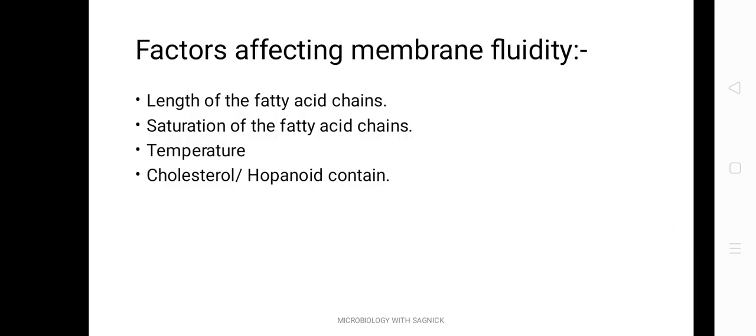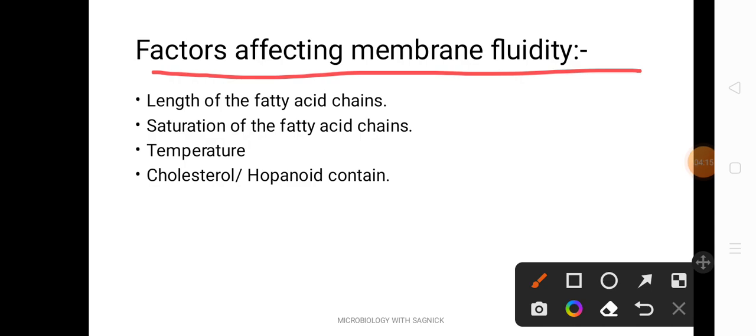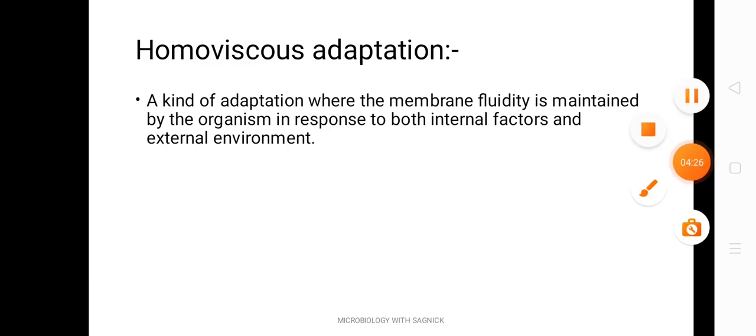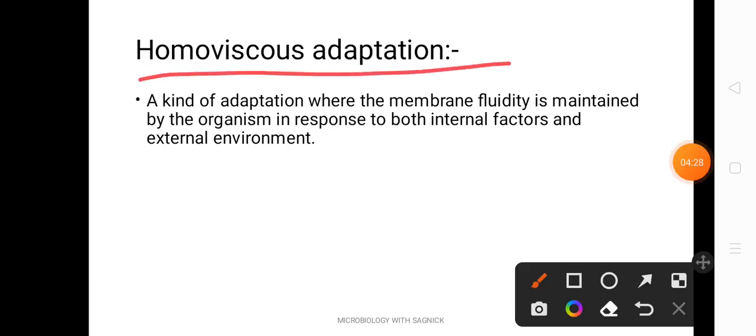For now, another important thing: the factors affecting membrane fluidity. There are various types of factors, for example the length of the fatty acid chain, saturation of the fatty acid, cholesterol or hopanoid, and temperature. Now today's last thing, that is homoviscous adaptation. Cell membrane fluidity can be adapted by an organism in response to both internal factors as well as the external environment, and this type of adaptation is known as homoviscous adaptation. We are going to talk about homoviscous adaptation in detail in the next part of our video.